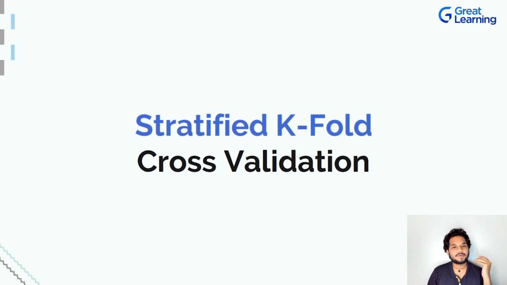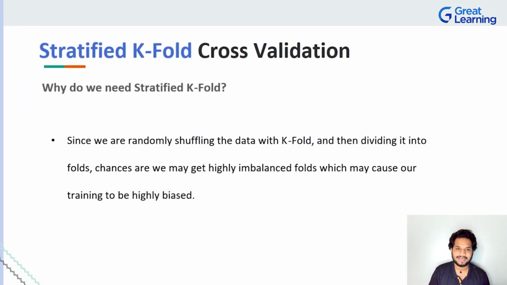So once we understand what k-fold is, how it works, we know the process now. What is this something called stratified k-fold cross validation, right? Why do we even need stratification when we're talking about k-folds?